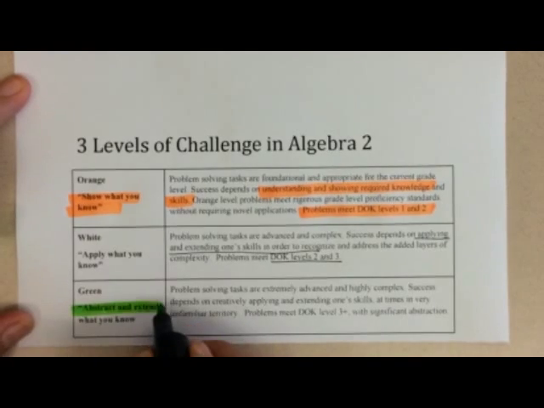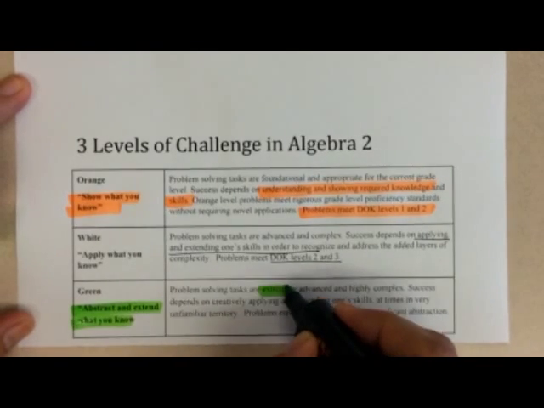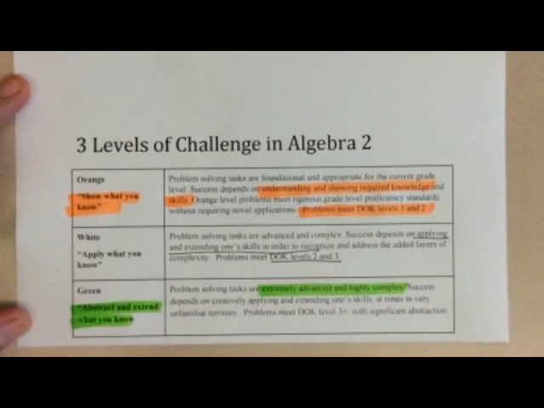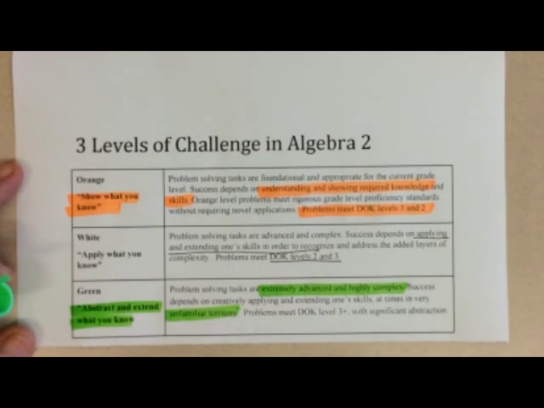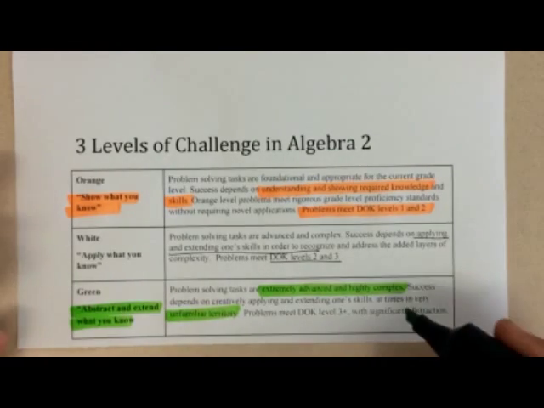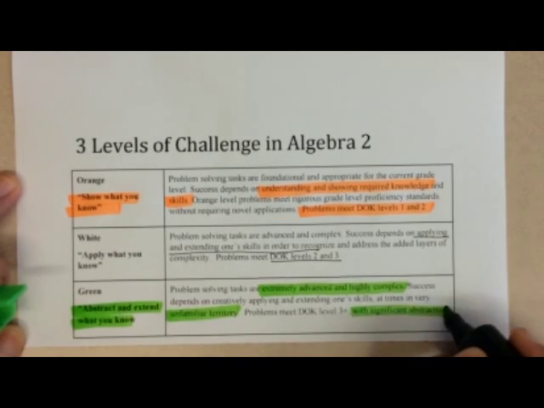Students who choose green level will be asked to abstract and extend what they know. These are extremely advanced and highly complex problems that stem from the grade level curriculum, but go on to creatively apply and extend the students' skills. They'll be working in very unfamiliar territory. These problems meet DOK level 3+ and require students to engage in significant abstraction.